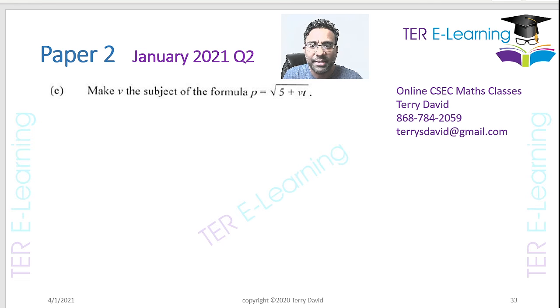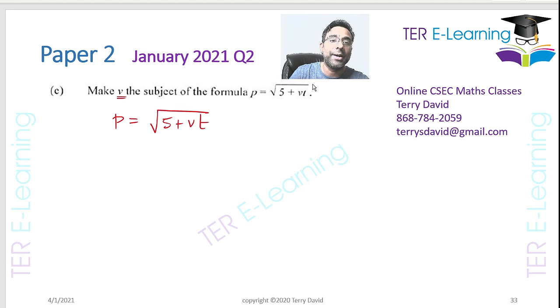Then we have our next part here. We have changing the subject of the formula. So we have P is equal to the square root of 5 plus VT, but you want to make V the subject of the formula. So make sure in your mind you understand what they're asking for. They want V equal to something. That's what they're trying to find out here.